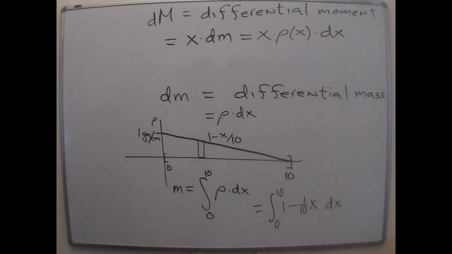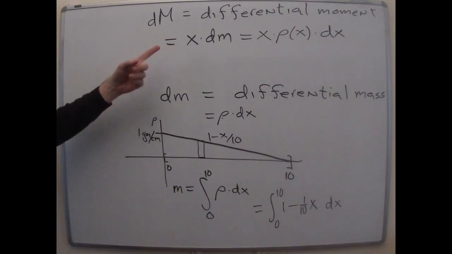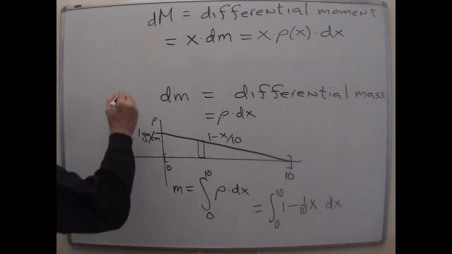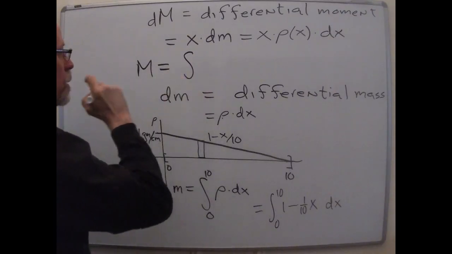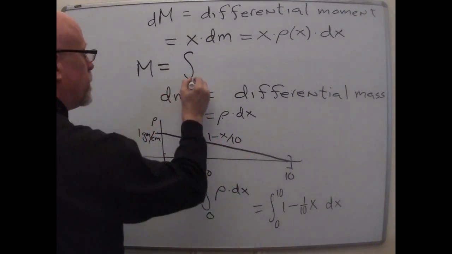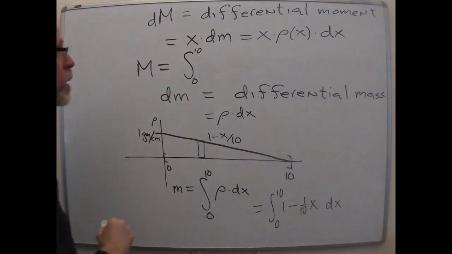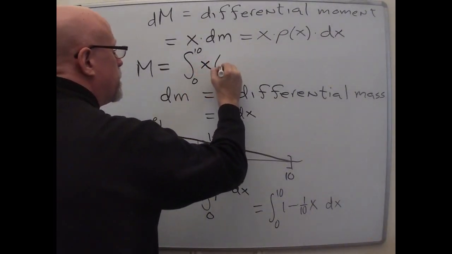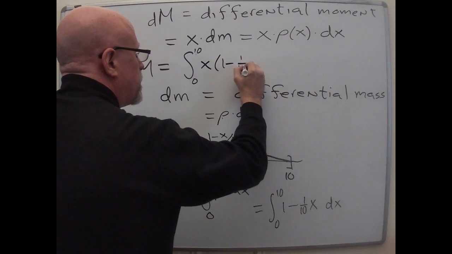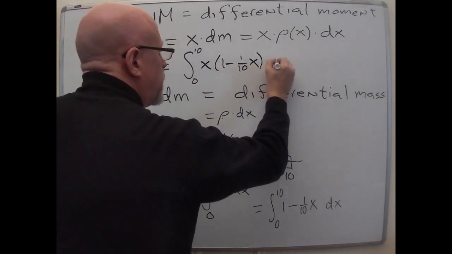So what if we want to find the total moment? We're going to integrate the differential moment. So M, the total moment, is going to be the integral from 0 to 10, just like we did here, of x times rho of x, dx.